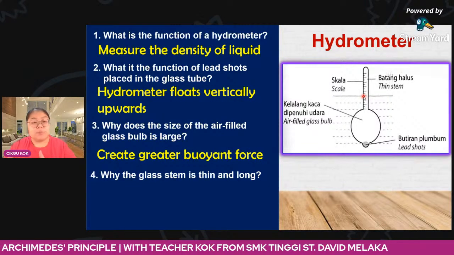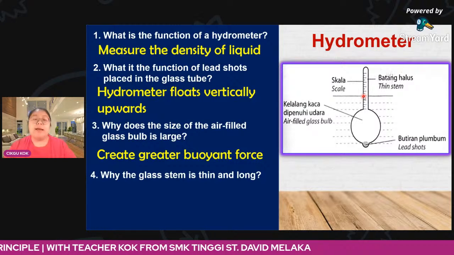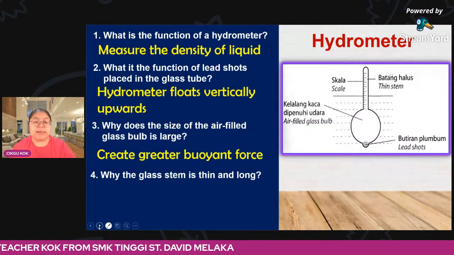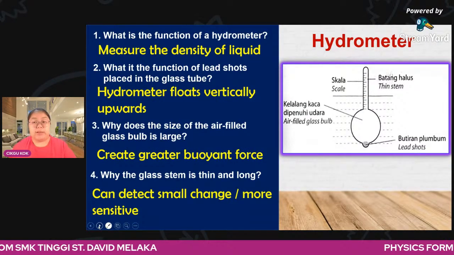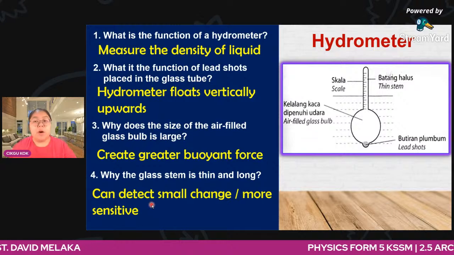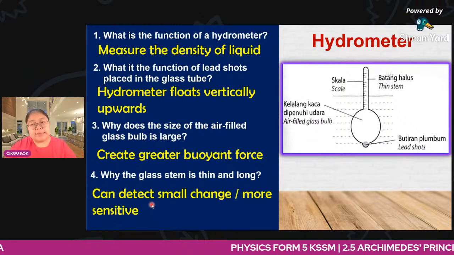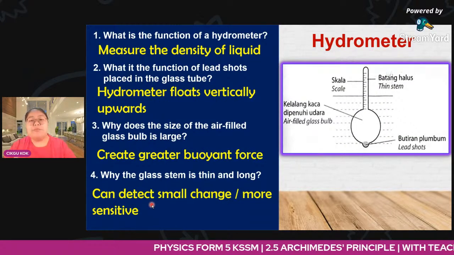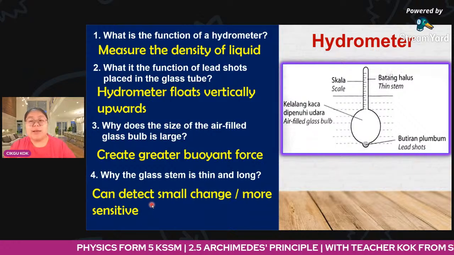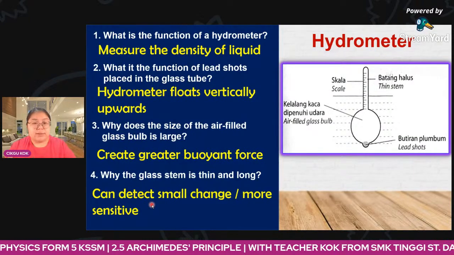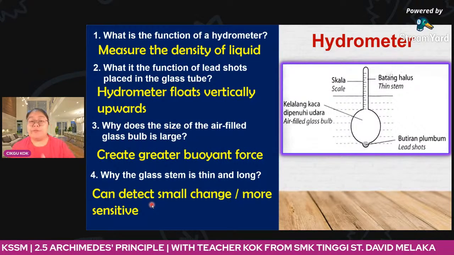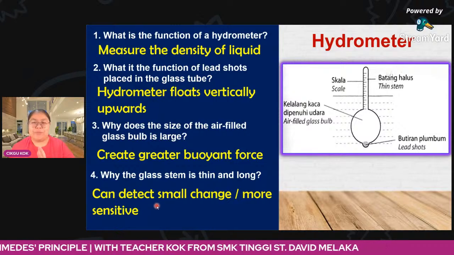So the smallest scale, actually what's the benefit? They can increase the sensitivity of the readings. So from here, even a little bit of change in density can be detected. So this one we call it an increase in the sensitivity of the readings. Okay, so these are some of the characteristics of the hydrometer.